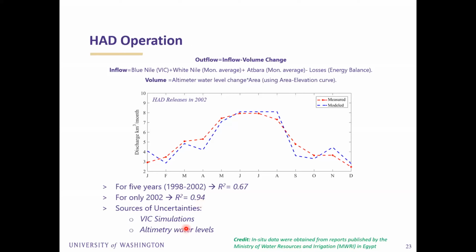Also for the altimetry water level, I did a sensitivity analysis. Although I said that the altimetry is very close to the measured water level for Haiswan Dam, even a very, very small change in the water level will reflect on the water balance equation, because the lake is a very, very large lake. So any small change in the water level will make a big difference in the calculation of the water area, and so it will make a big change in the outflow.